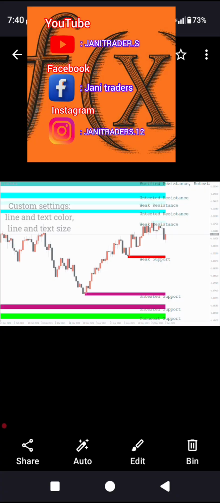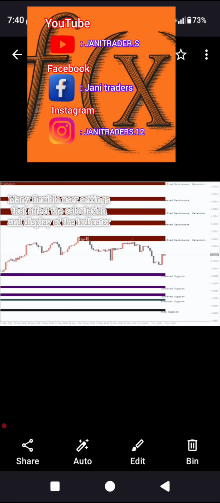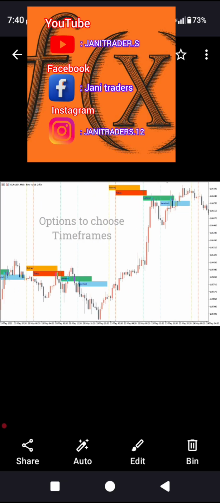Let's see another one. As you can see, this is the first one, guys. When it says untested support, which means the support is not strong, it's still weak. So if it says verified resistant, you know that the resistance is powerful, the market will sell. So this is one of the best systems that you can engage in and try to make money in the market.